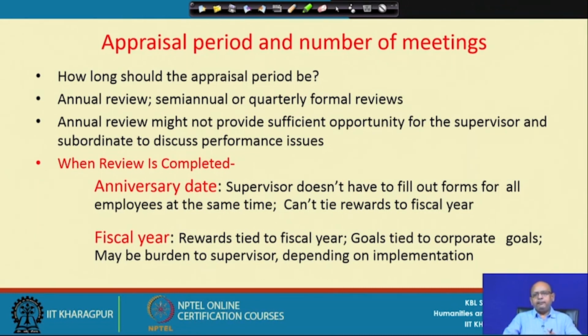Okay. Many companies have a practice where an employee joins first, and they are put on probation for a three-month period during which their performance is measured, but once he gets confirmed, it becomes an annual performance review.